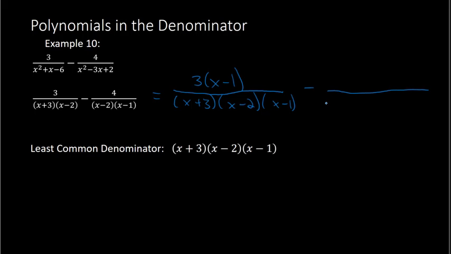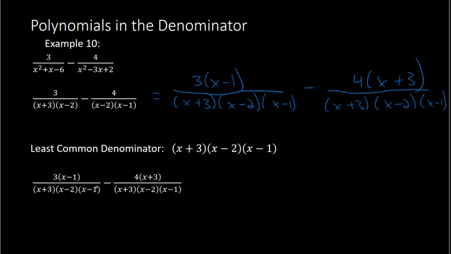And then the second fraction, we again need that denominator of x plus 3 times x minus 2 times x minus 1. So what's changing from the original fraction to the new fraction is we now have an x plus 3, and we did not originally. So I multiply the top by an x plus 3 as well. So we see that typed up right down here, what I just wrote up at the top.